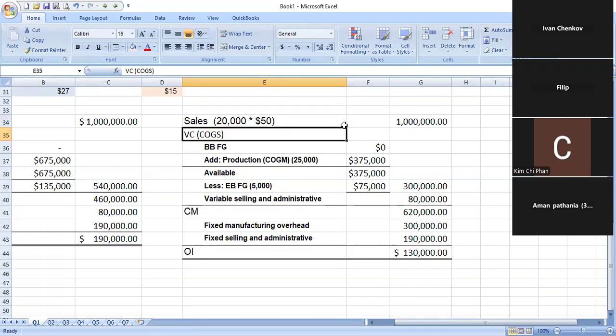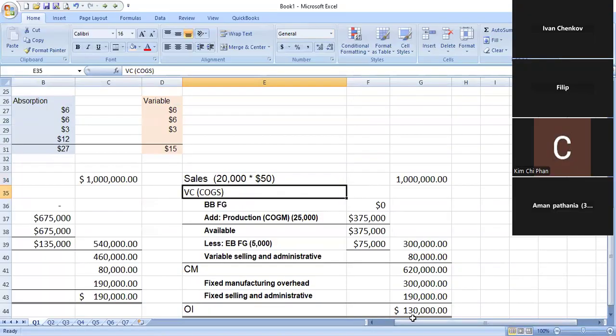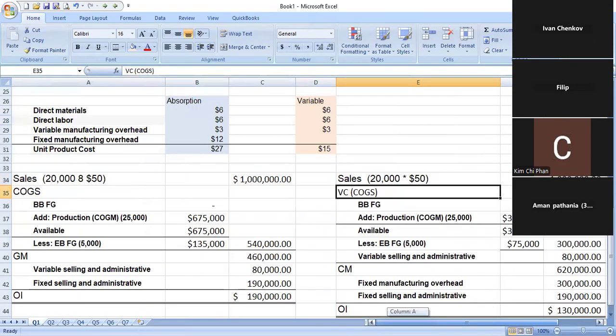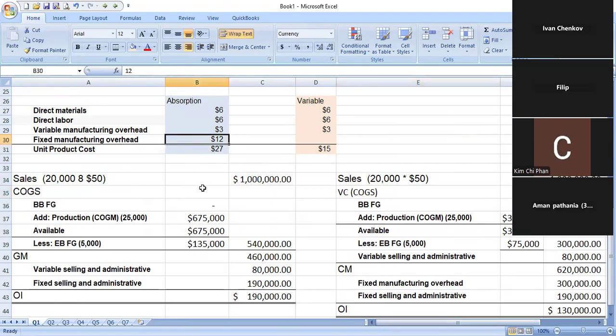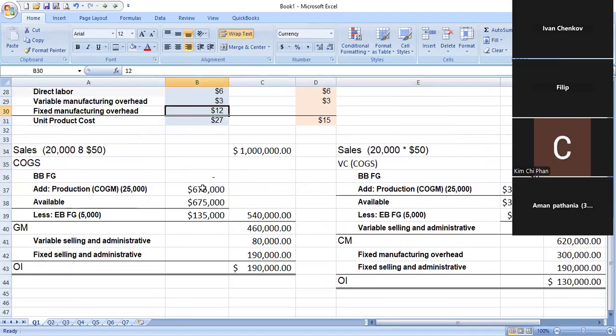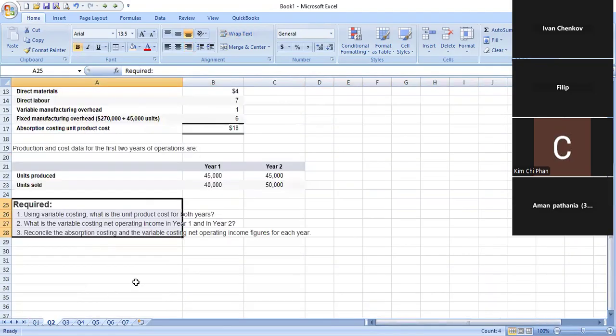The thing I'm chasing here is to practice the flow of information, nothing else. Other than that, you can easily come up with the conclusion that the difference should be fixed manufacturing overhead times the ending balance. This is this question. Let's go to the next question.